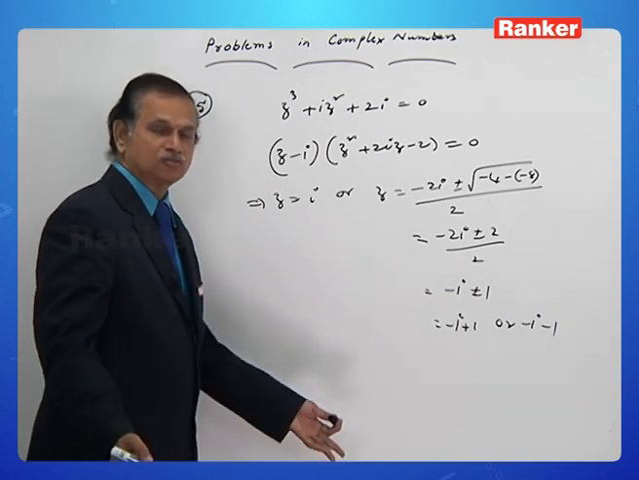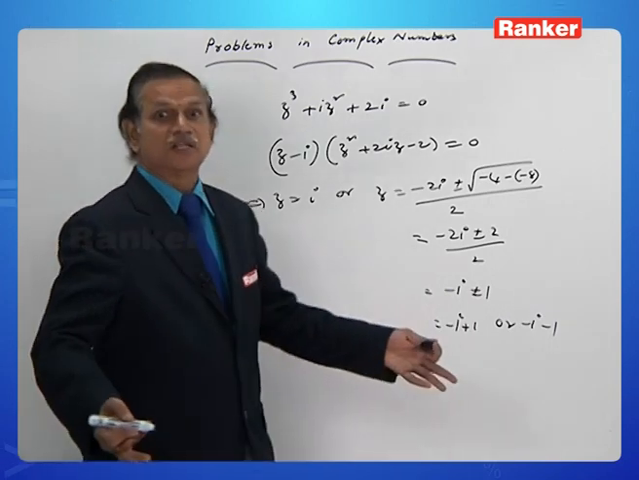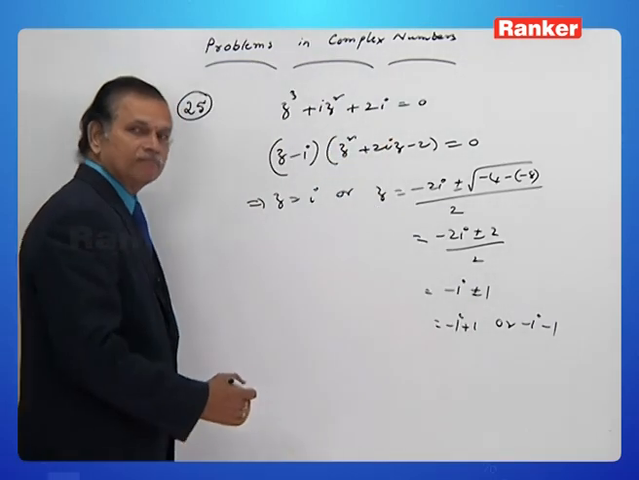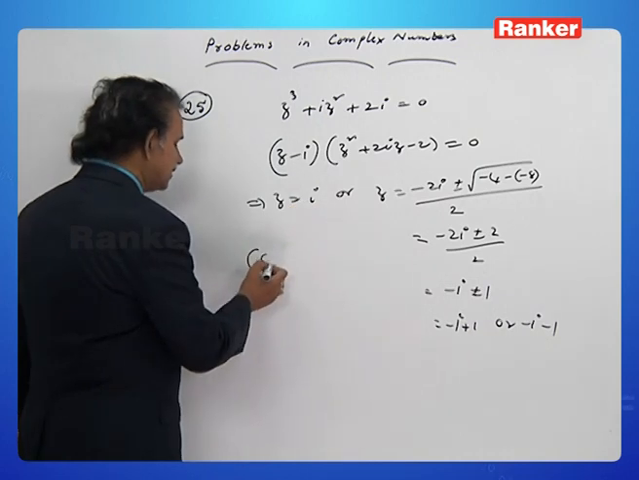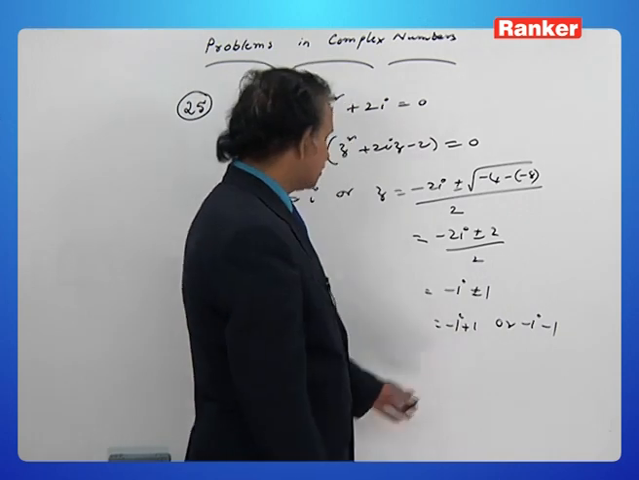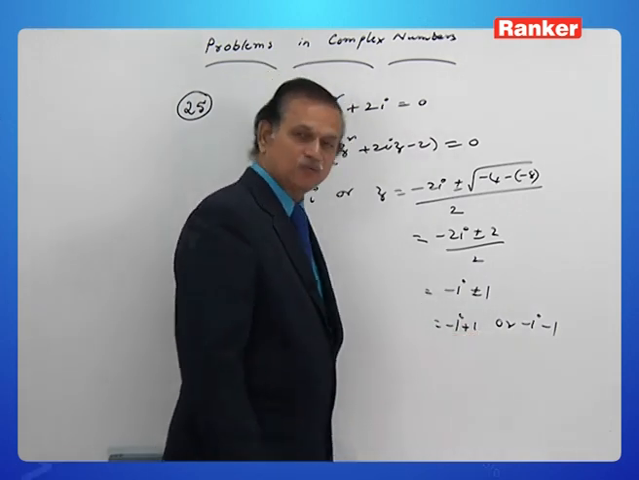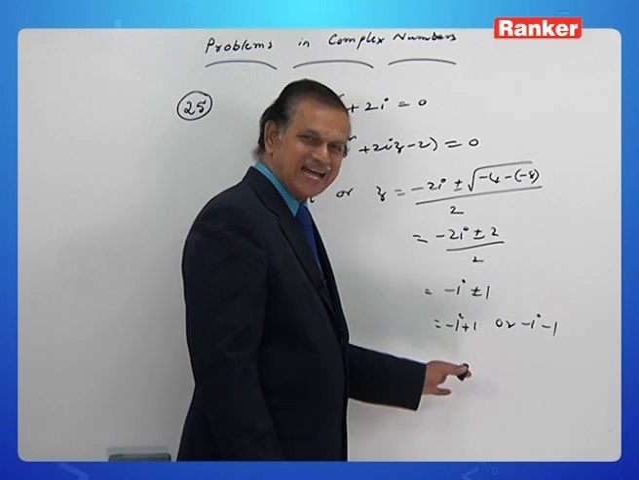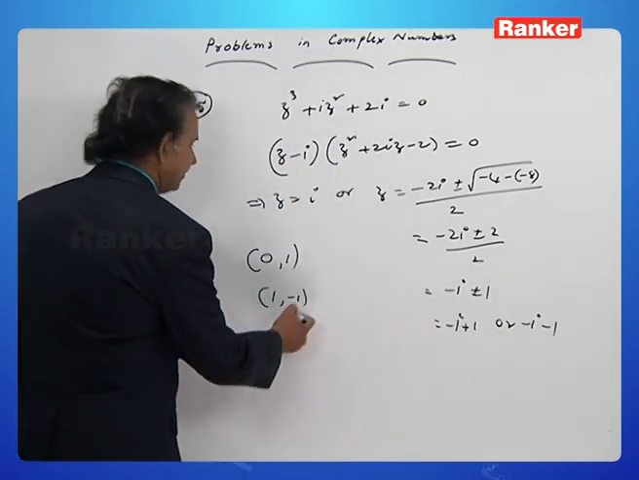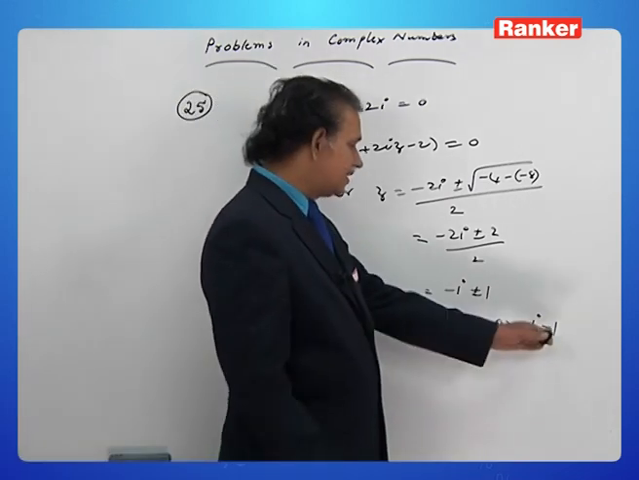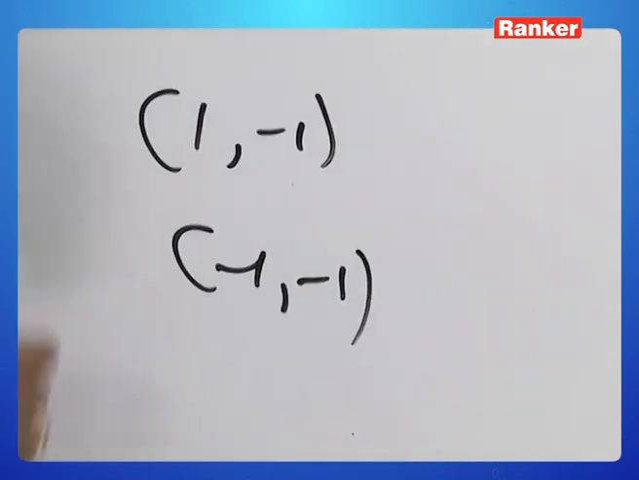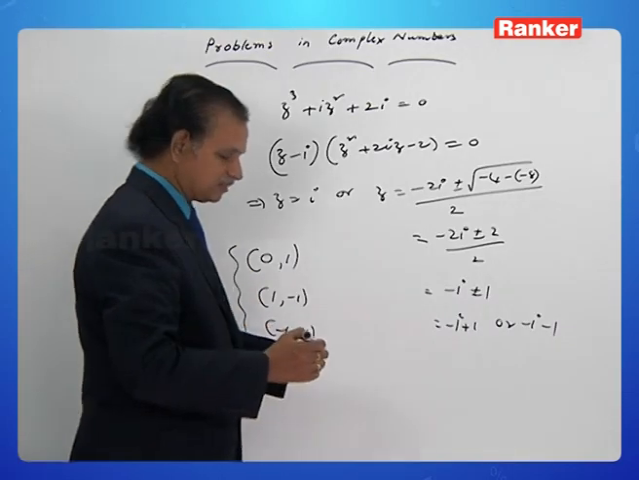Successful. We are able to have the three roots, meaning the three vertices of the triangle. The first root is i. Corresponding to this complex number, the point on the Argand plane is (0, 1). Corresponding to the complex number 1 minus i, the point is (1, minus 1). And for minus 1 minus i, it is just (minus 1, minus 1). Successful. We are able to have the three vertices.